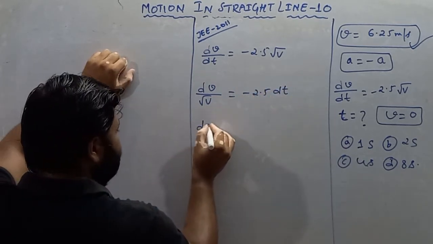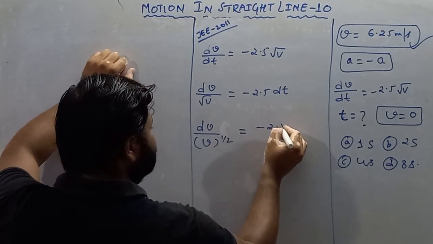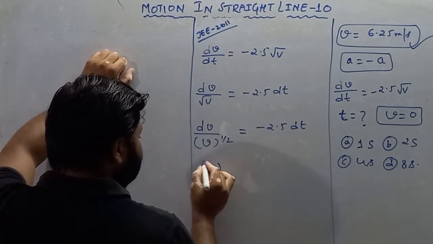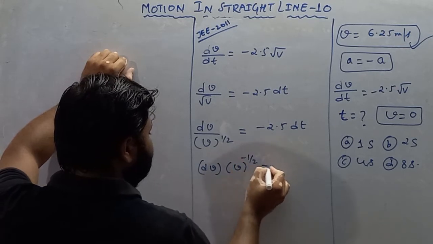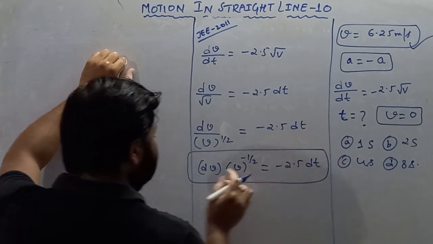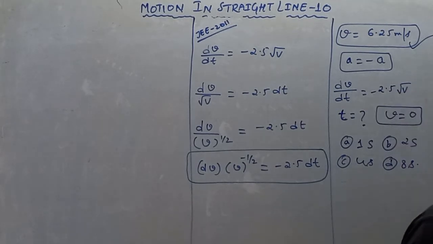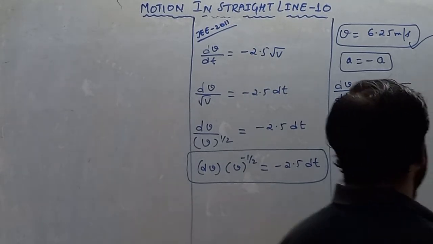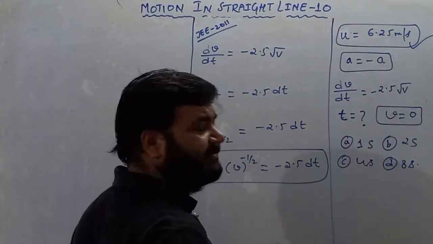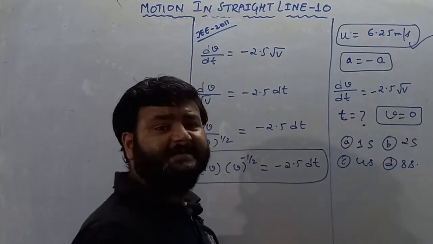Now see, my dear student, dv by root v can be written as v raised to the power half. Take v upside, so it will be dv into v raised to the power minus half is equal to minus 2.5 into dt. This is a small change in velocity and this is a small change in time. They are asking what time the velocity becomes 0. Initial speed is given, and they are asking at what time velocity becomes 0. Finally the particle comes to rest.